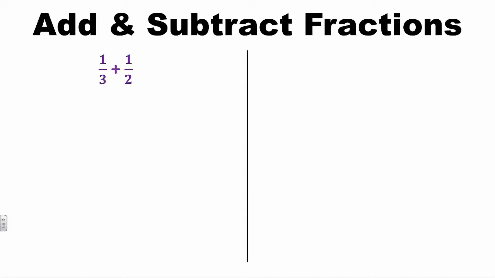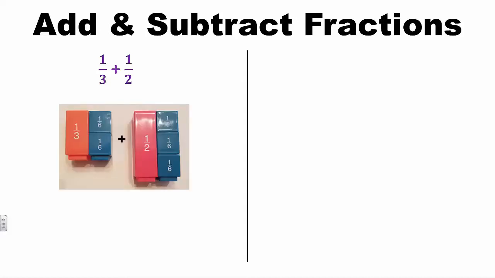1/3 plus 1/2. We can represent this problem with fraction towers. Students should apply their understanding of equivalent fractions and their ability to rewrite fractions in an equivalent form to find common denominators. They should understand that multiplying the denominators will always give a common denominator, but may not result in the smallest denominator. In this example, 1/3 is equivalent to 2/6, and 1/2 is equivalent to 3/6. 2/6 plus 3/6 equals 5/6.